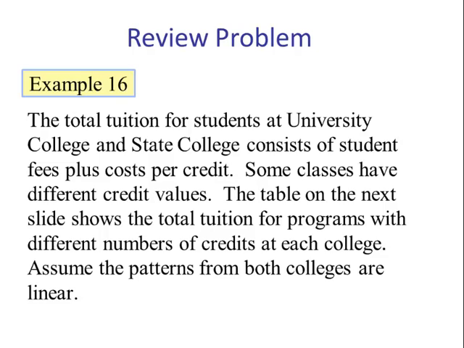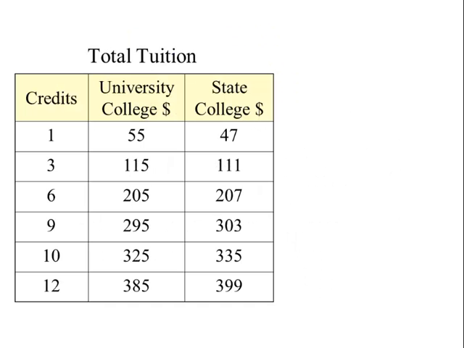Some classes have different credit values. The table on the next slide shows the total tuition for programs with different numbers of credits at each college. Assume the patterns from both colleges are linear. So here we have the table. Here's the number of credits, here are the charges for the university college, and here are the charges for the state college.